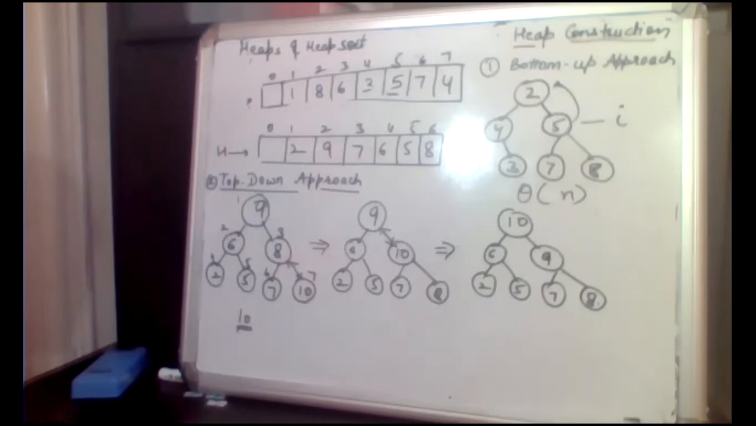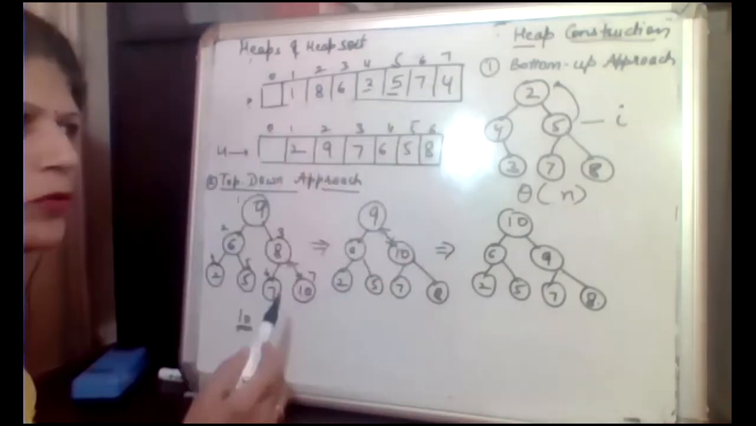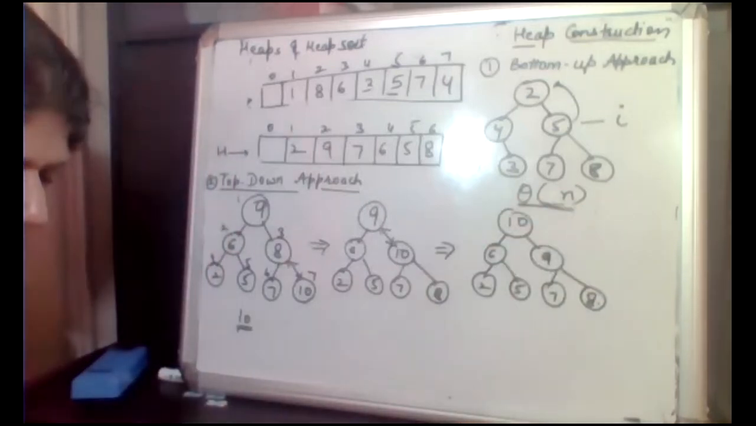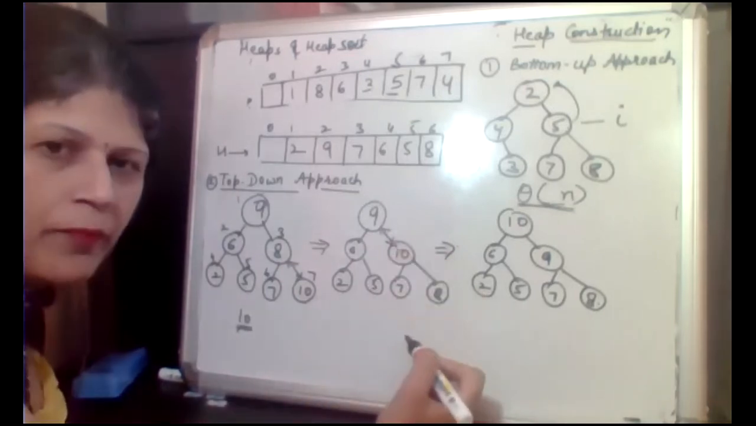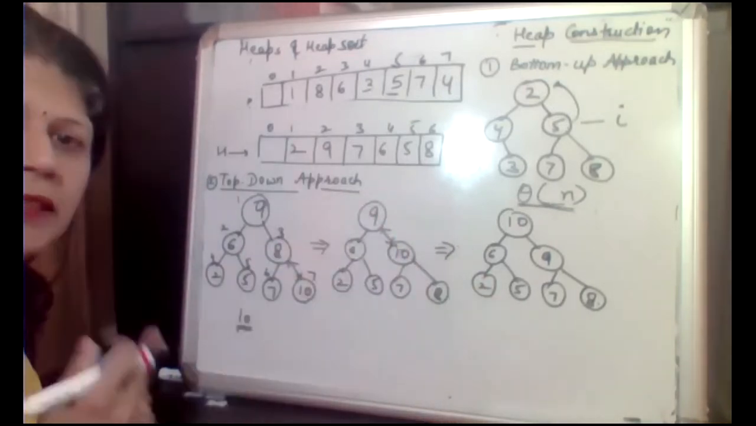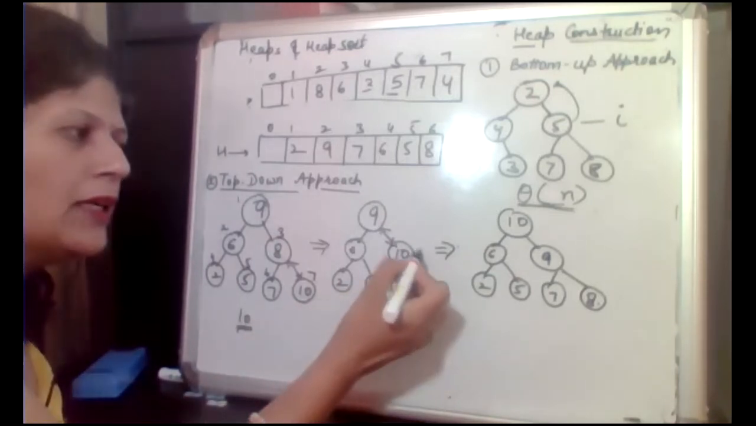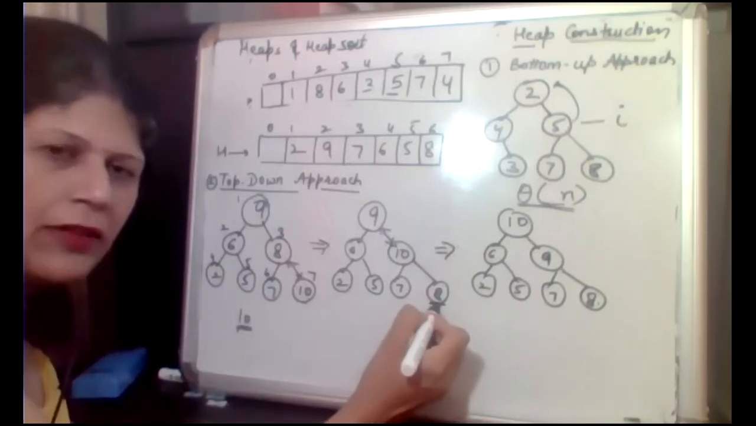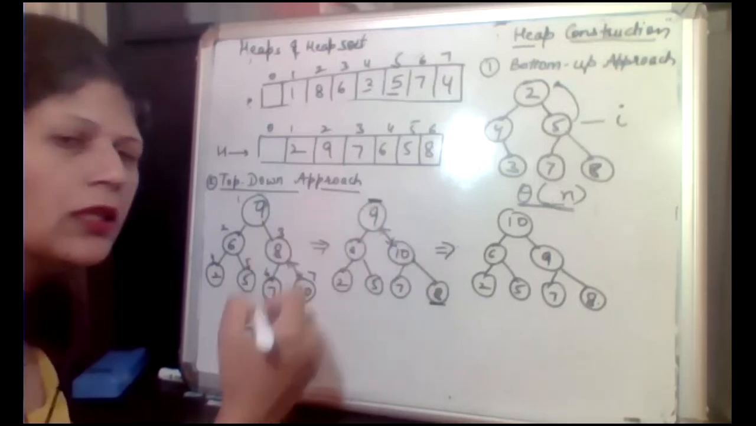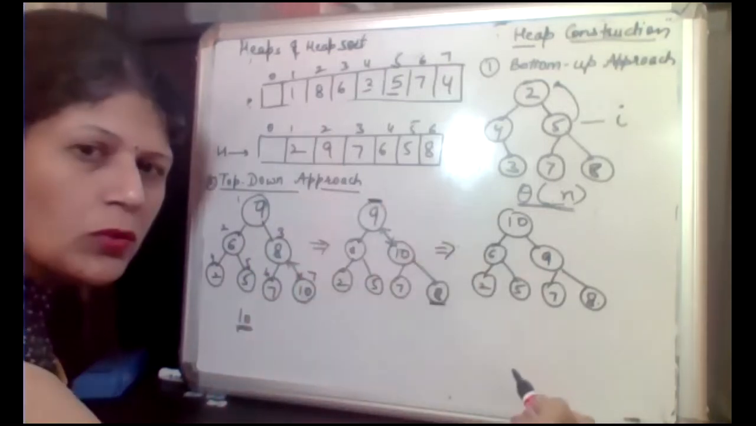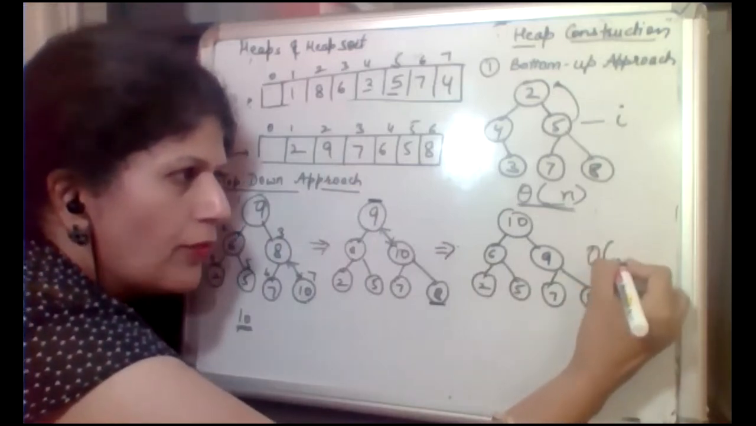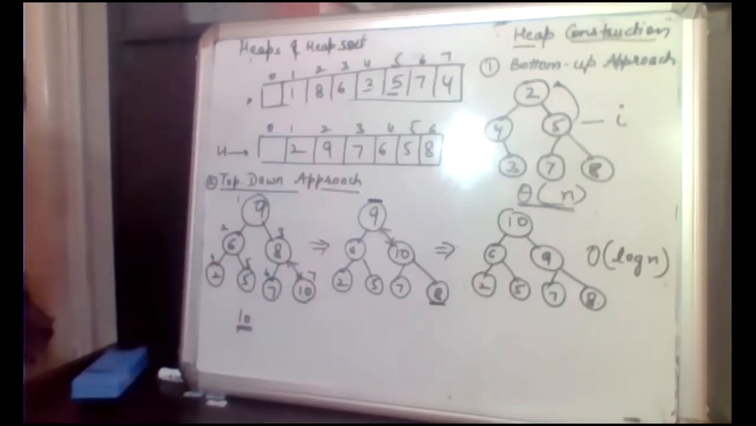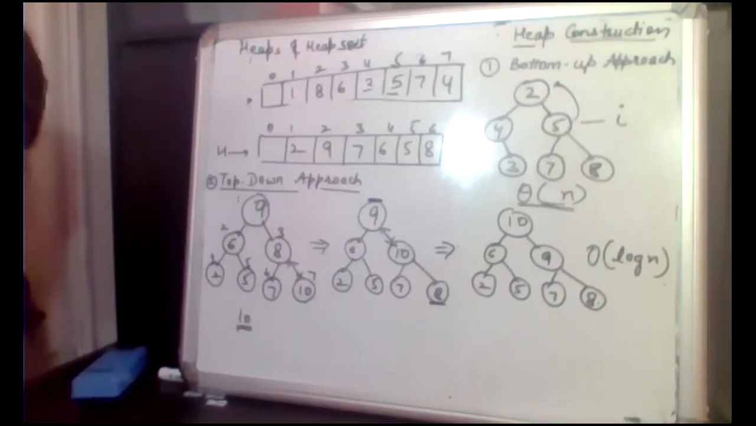Now, comparing this approach with your bottom-up approach, we earlier said the bottom-up approach has a time complexity of n, whereas for this one, what is the maximum number of comparisons? One comparison at each level. Maximum, it has to move from the leaf node up to the root, and that is equal to the height of the tree, which is of the order of log n. So definitely the top-down approach is much better than your bottom-up approach.